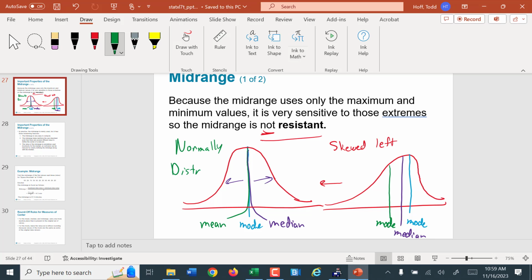If they are not really close to the same number, it tells us we are most likely skewed, and we can actually tell what direction we're skewed by looking at those. I don't know why I wrote mode there, that should be the median there in green. Or the mean in green, I should say. If the mean is significantly smaller than the median and the mode, it's telling us that we're probably skewed to the left. The opposite would be true. If the mean were significantly larger than the median and the mode, we would be skewed to the right.